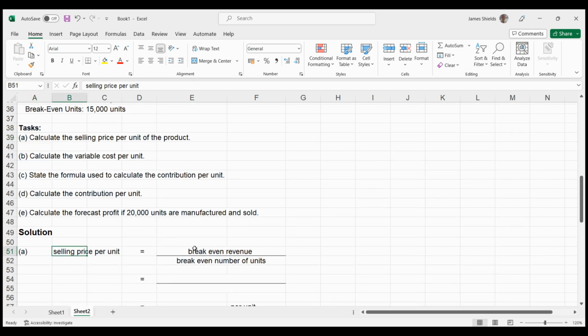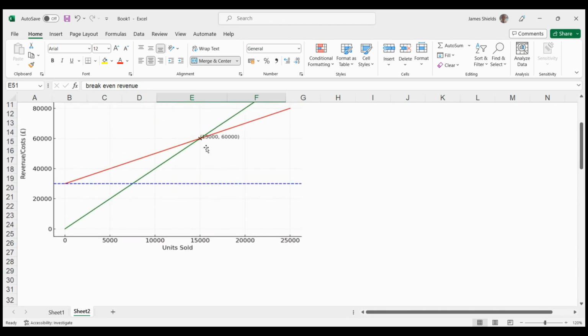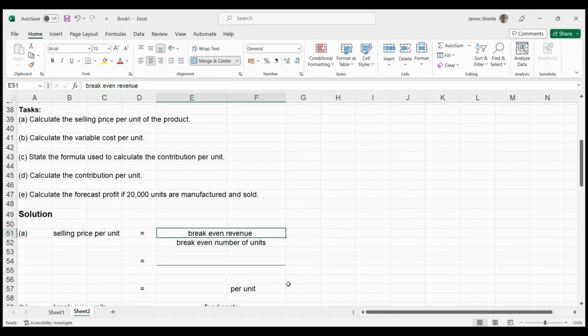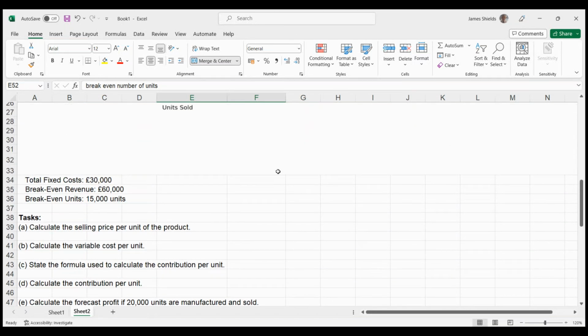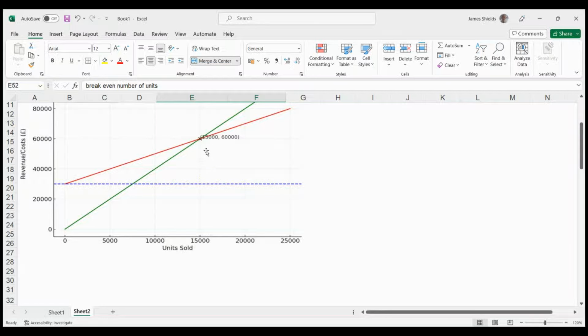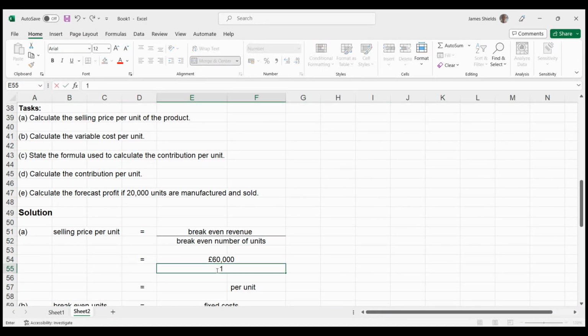So the selling price per unit is the break-even revenue over the break-even number of units. So go back to the break-even revenue, which is this point here, at £60,000. And it actually tells us that underneath, so break-even revenue is £60,000. Break-even number of units, we're told that is 15,000. That's basically going down to there. Units sold, 15,000. Now, 60,000 divided by 15,000 should give us £4 per unit. So the selling price is £4 per unit.